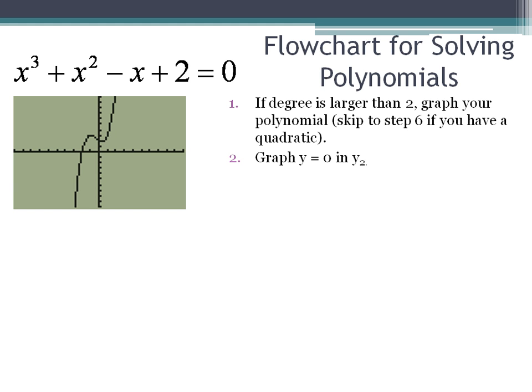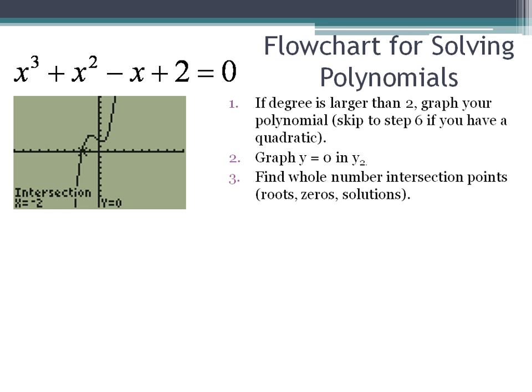So this should have 3 solutions, like we said, degree is 3. Let's see what the next step is. You're going to find any whole number intersection points. These intersection points are your zeros, your roots, your solutions, whatever you want to call them. So you hit second trace, go down to intersect, get that little spider near that, hit enter, enter, enter, and boom, there it is.